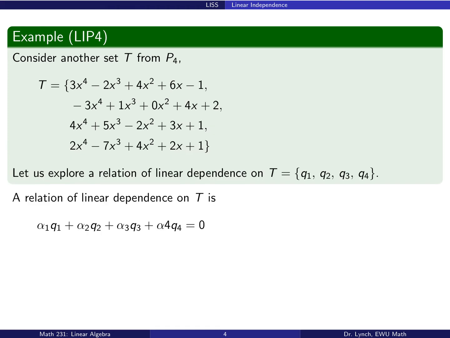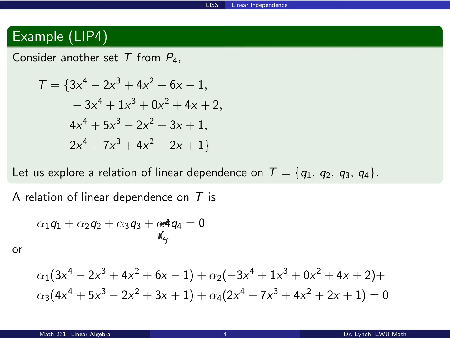Okay, similarly, we'll go ahead and show that this set of vectors is linearly independent. So we'll do that by having a look at a relation of linear dependence on this set T, which I'm saying is Q1, Q2, Q3, and Q4. Okay, so of course the way we do that is by expanding out alpha 1 Q1 plus alpha 2 Q2 plus alpha 3 Q3 plus alpha 4 Q4.